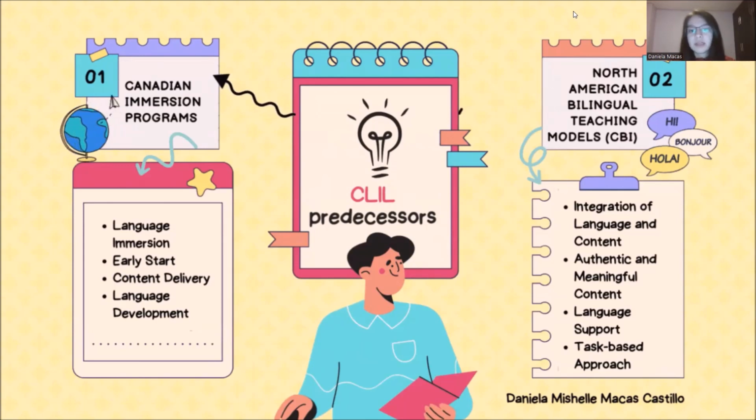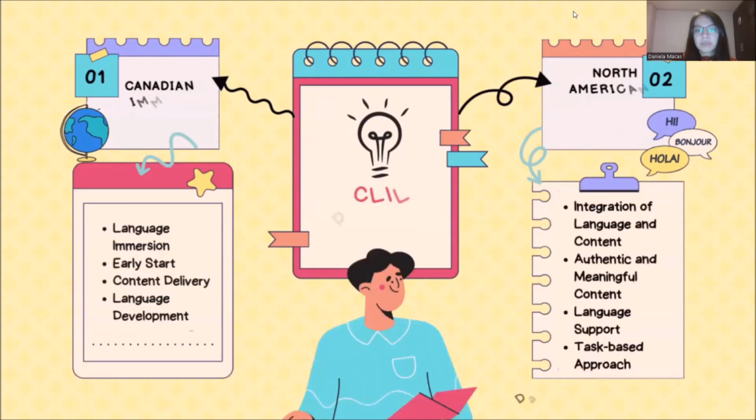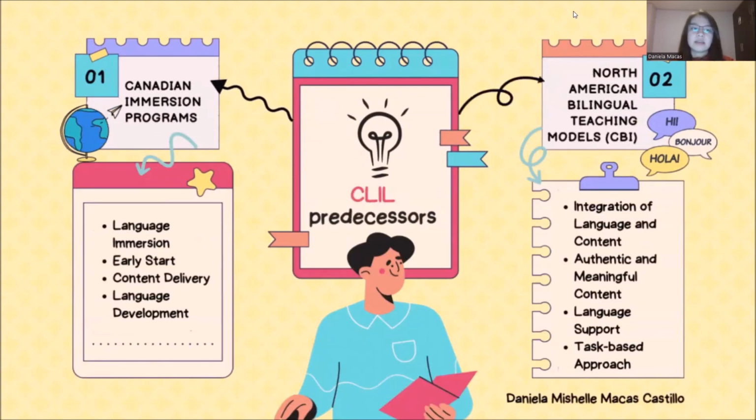The immersion programs aim to provide students with full immersion in a second language, typically French in its beginnings or English, as the medium of instruction. Students are surrounded by the target language and receive instruction in various subjects using that language. The second characteristic is the early start. The immersion program usually begins at an early age, often kindergarten or elementary school, when children are believed to be more receptive to language acquisition.